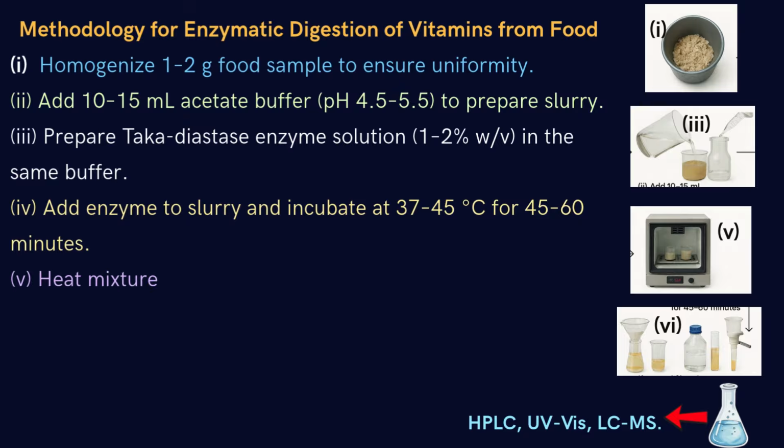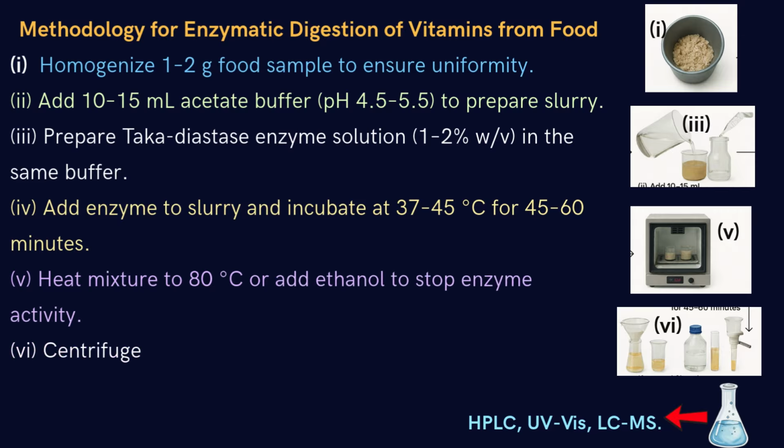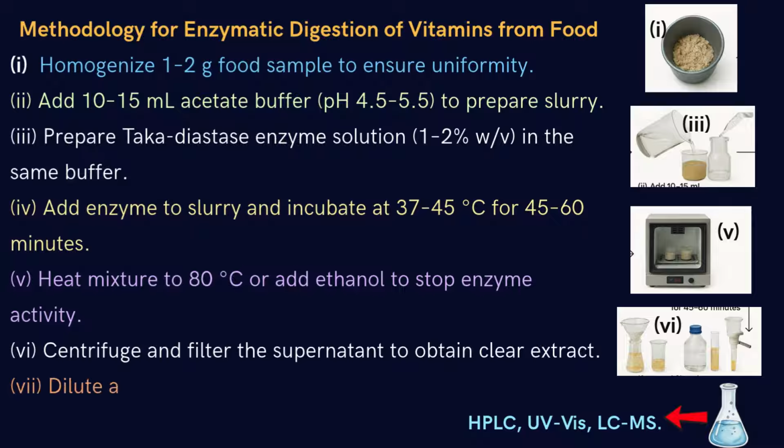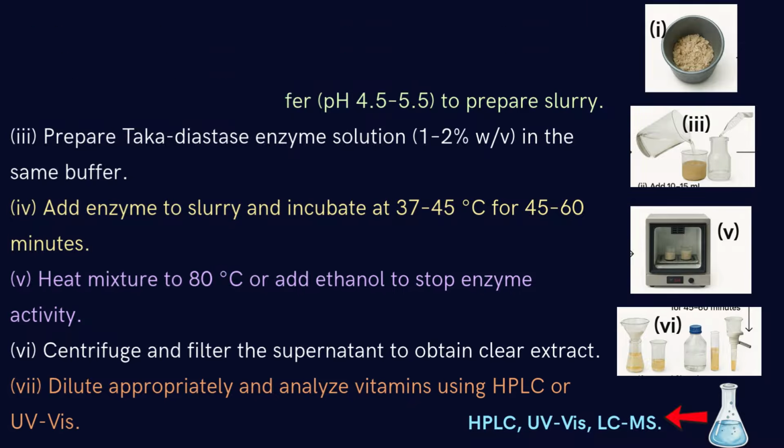Fifth one is, heat mixture to 80 centigrade or add ethanol to stop enzyme activity. Sixth one is, centrifuge and filter the supernatant to obtain clear extract. Seventh one is, dilute appropriately and analyze vitamins using HPLC, UV visible spectrophotometry, or LCMS.